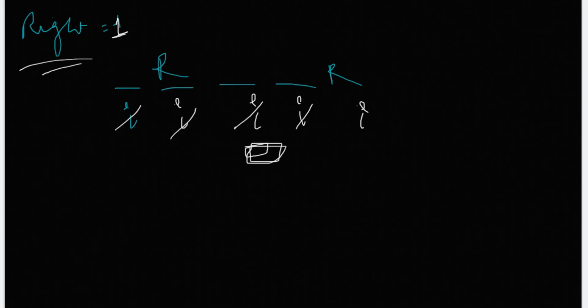So if I ever come across a position that holds the value R and the right variable is not -1, it is something else, it is another index, then I will just fill up the very indices between these two positions with R. As simple as that. Now let's jump to the code.